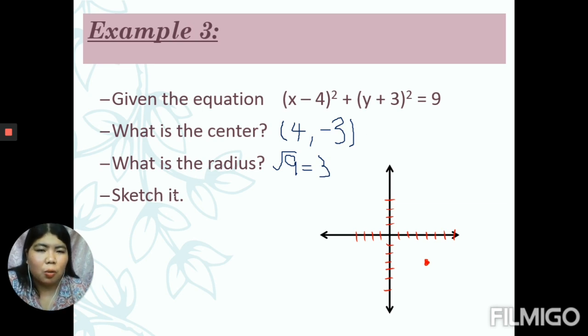Then, sketch it. So, hanapin muna natin center. As you can see, nandito na siya. Ang center natin ay 4, negative 3. Hanapin nyo lang. So, 4, 1, 2, 3, 4. And then, negative 3 yung y. Negative 1, negative 2, negative 3. So, ito yung ating center. Then, our radius is 3. So, bilangin lang kayong 3 mula sa center. 1, 2, 3.